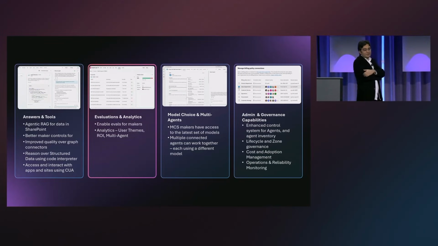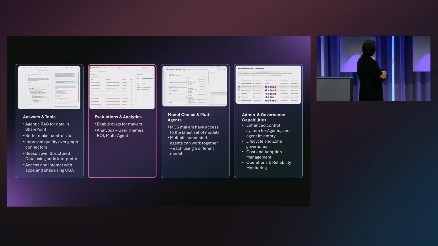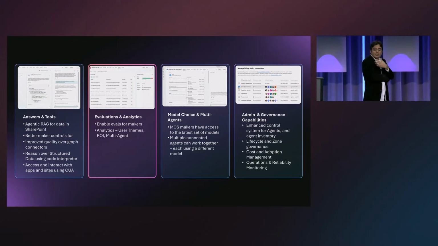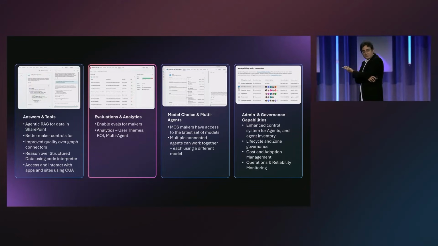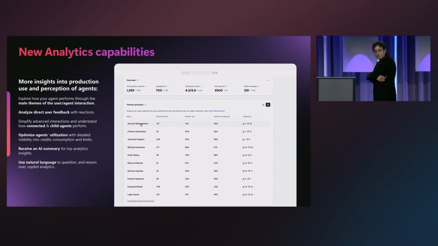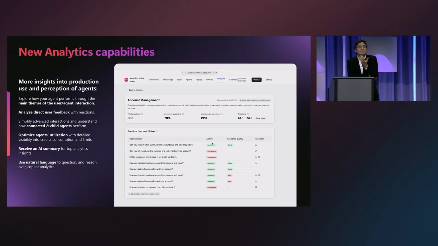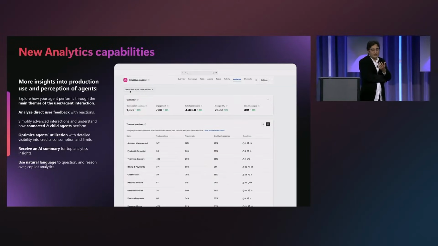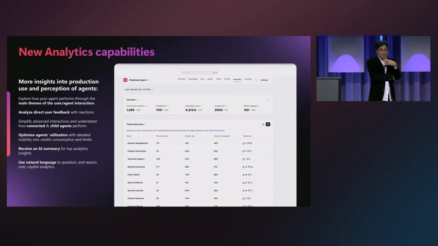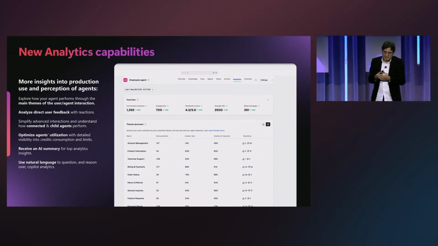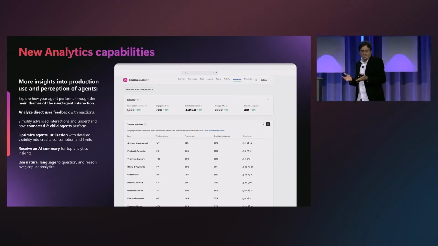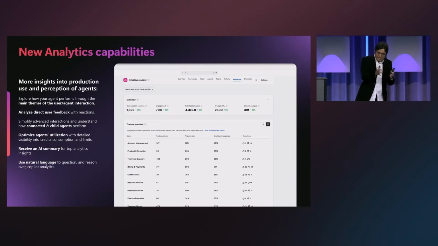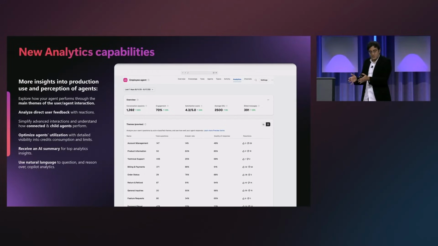Next, we have a set of new capabilities to help makers better understand their production traffic with analytics, as well as run custom evaluations to assess their agents. You can now easily see the kinds of questions users are asking your agents in production, clustered together semantically. So you can see at a glance that you get a lot of questions about your Thanksgiving hours, and that most of the time the answers the agent is giving are wrong.